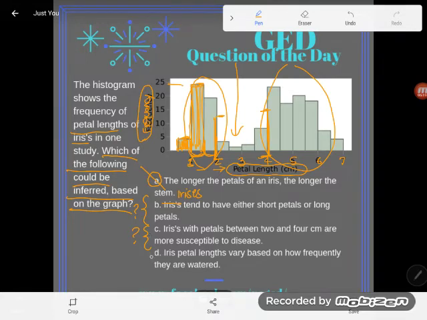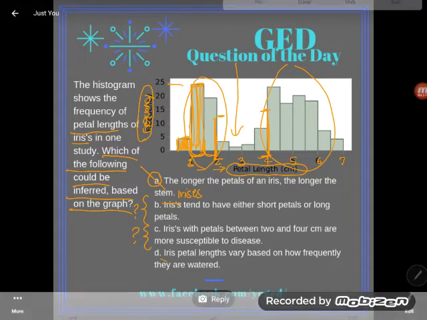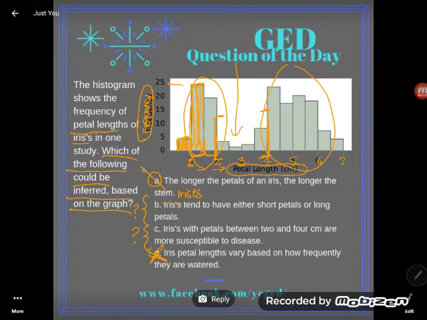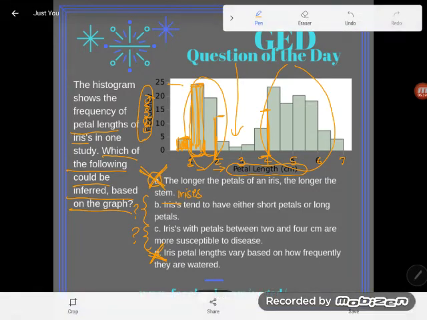Okay, so D says iris petal lengths vary based on how frequently they are watered. Now, that's probably true. But since we have absolutely no information on this graph about watering, I don't know if that's really why they're varying. It could be that. It could be different species. It could be different colors. I don't really know the thing that's correlated to these sizes here. So I'm going to cross this off.